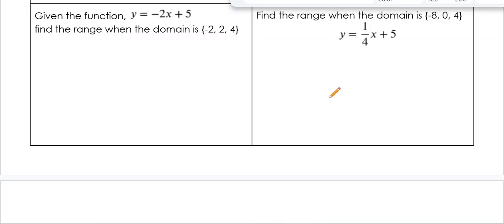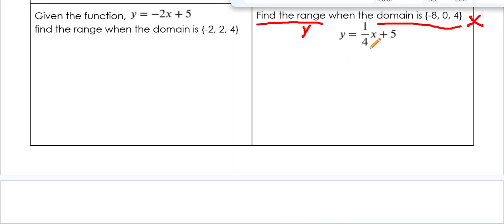Okay, the next thing you need to know how to do, we'll do this one on the right together, and you guys are going to do this one on the left once I show you how to do it, okay? So the first thing you got to do, this says find the range when your domain is these numbers. So remember, domain means your x values. So it's giving you these x values. It's giving you the inputs. So it's saying when your x value is -8, what's your range? When your x value is 0, what's your range? When your x value is 4, what's your range? The range is your y values, right?